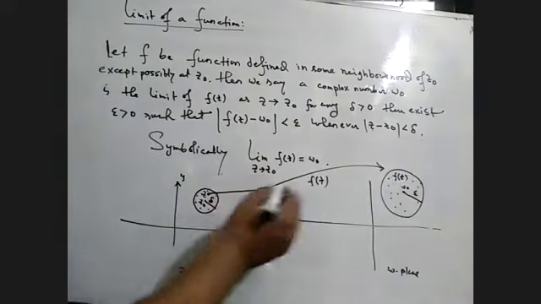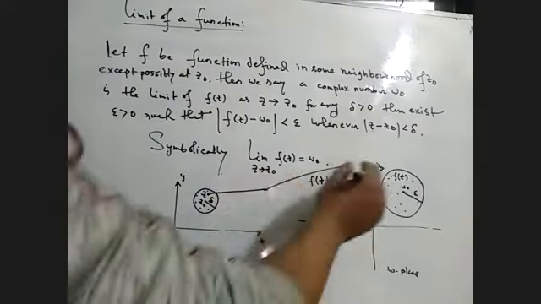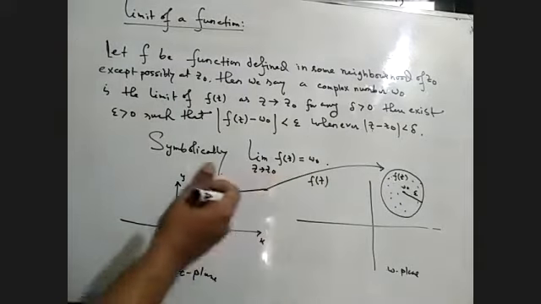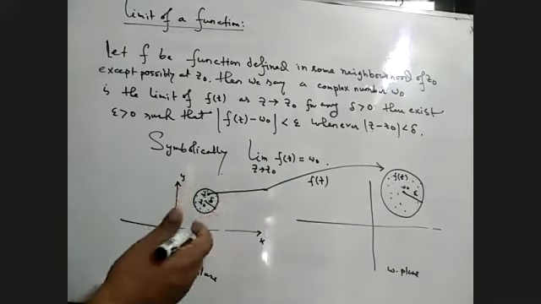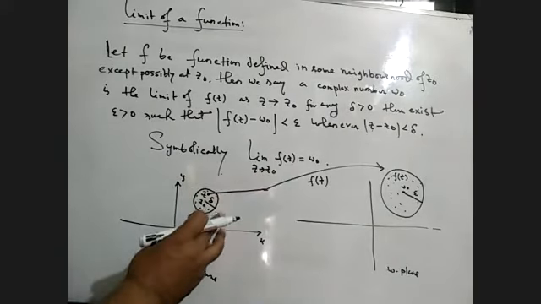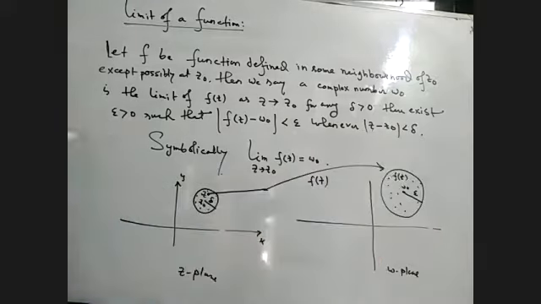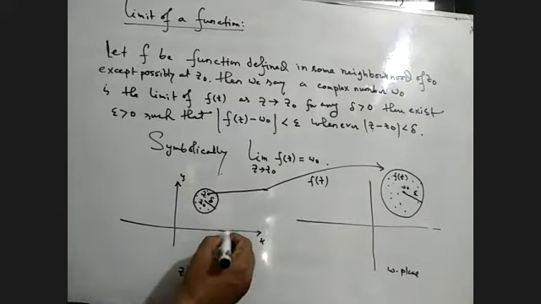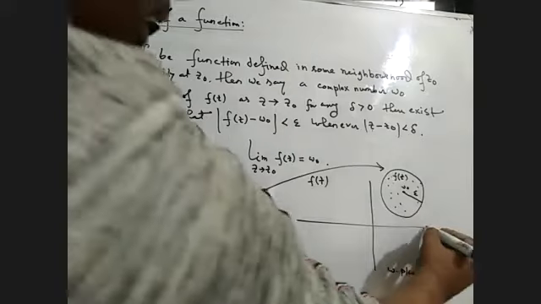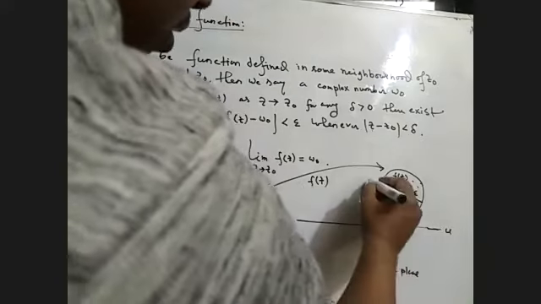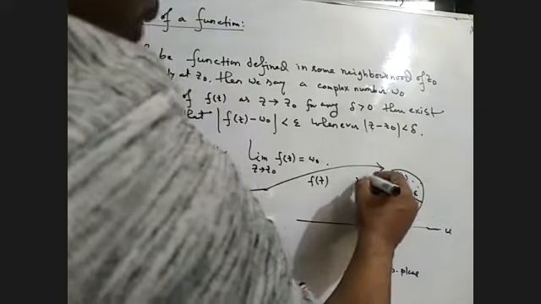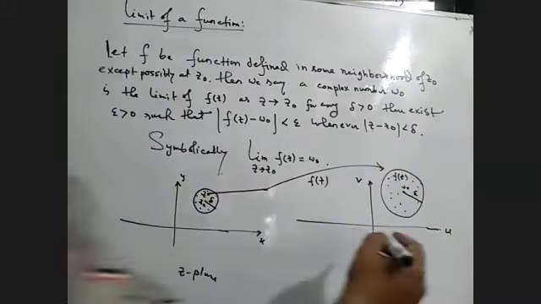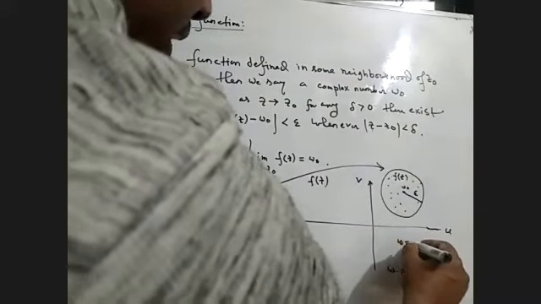Okay. And this is the mapping. This is also called mapping or transformation. Transformation from z plane to w plane. And here the real axis will be x and the imaginary axis y. And here the real axis will be u, and the imaginary axis will be v. Remember it. w can be written as u plus iv.